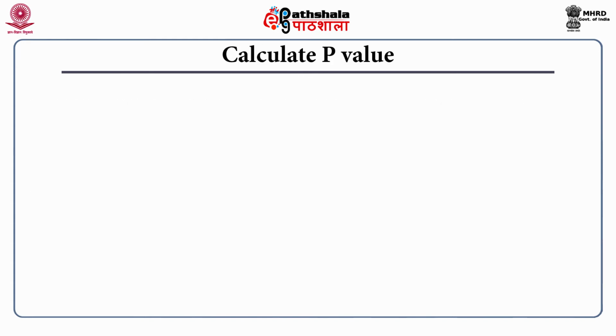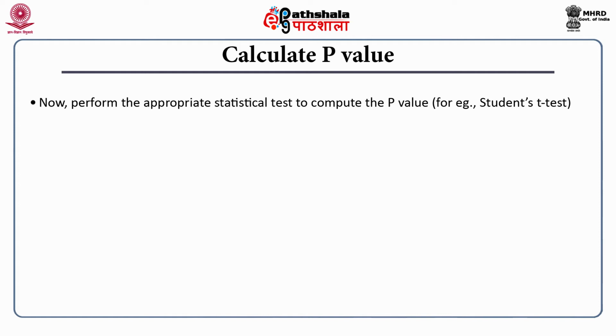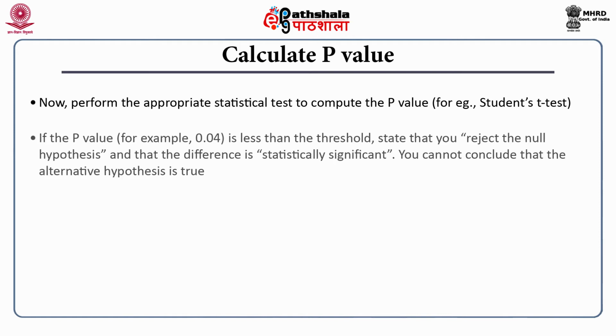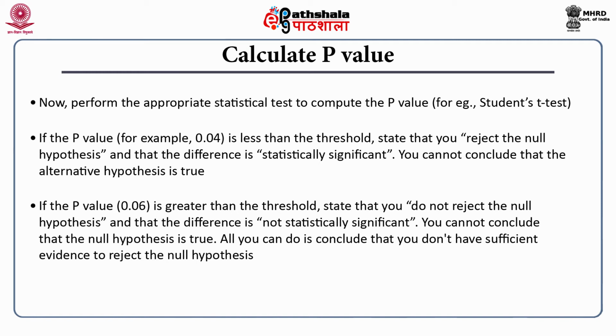The second part is to calculate the p-value. You can perform any kind of standard test, for example the student t-test, to calculate the p-value. If the p-value, for example 0.04, is less than the threshold of 0.05, state that you reject the null hypothesis and that the difference is statistically significant. But remember, you cannot conclude that the alternate hypothesis is true. If the p-value, say 0.06, is greater than the threshold, then you state that you do not reject the null hypothesis and the difference is not statistically significant. You cannot conclude that the null hypothesis is true. All you can say is that you don't have sufficient evidence to reject the null hypothesis.